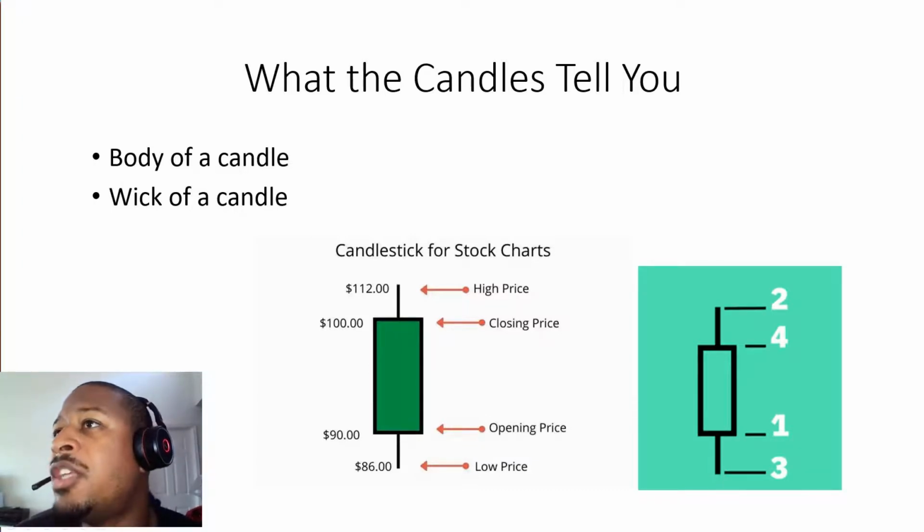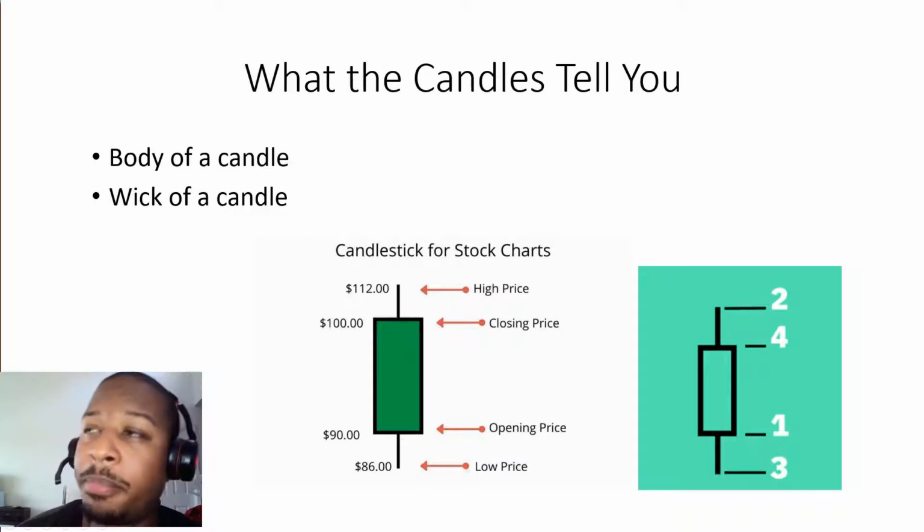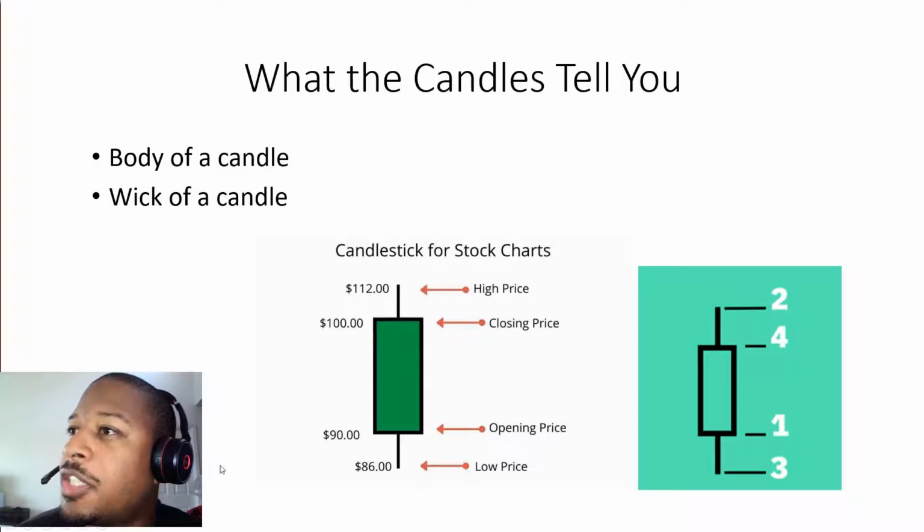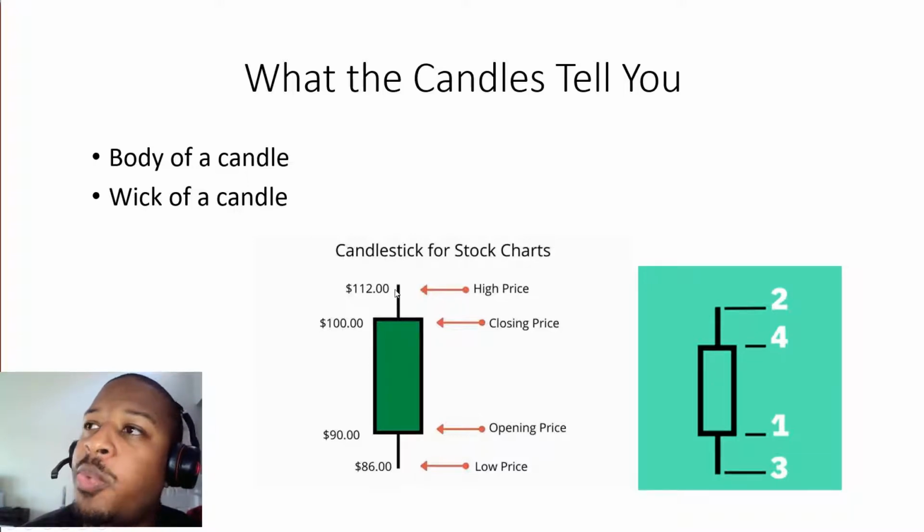All right. So here's an example of a bullish candlestick. Obviously, as a bull trader, I'm going to pick a bullish candlestick, but it'll be vice versa if you want to look at a bearish candlestick as well. So pretty much here we had the price opening up at $90. It dropped all the way down to $86 and went as high as $112, and then it finished at $100.